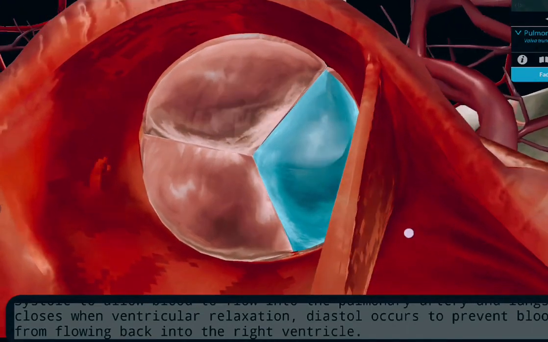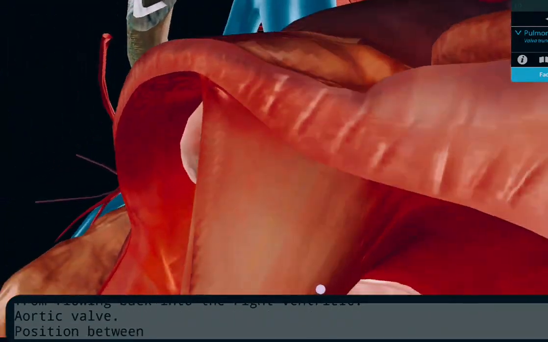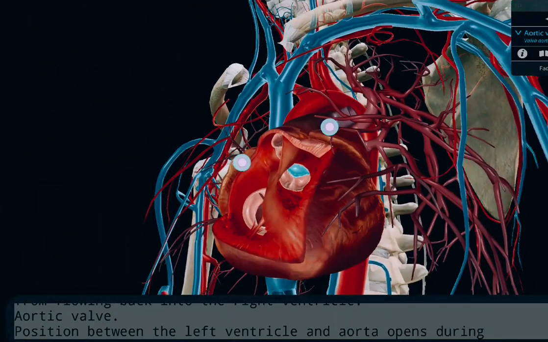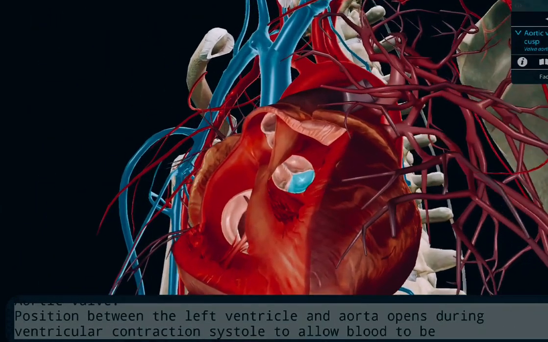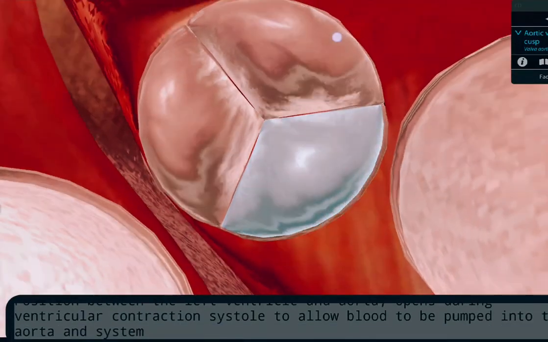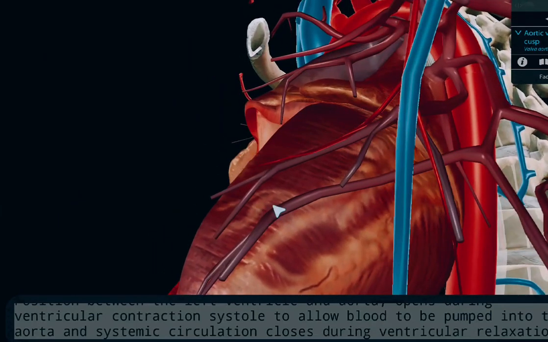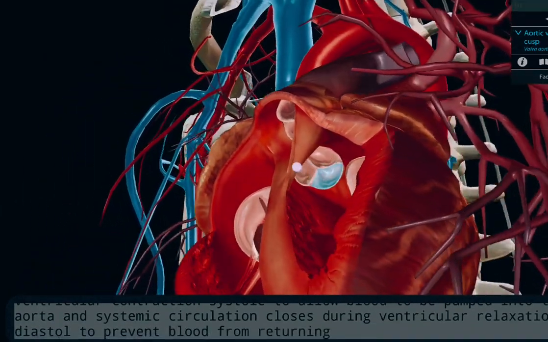Aortic valve. Positioned between the left ventricle and aorta. Opens during ventricular contraction, systole, to allow blood to be pumped into the aorta and systemic circulation. Closes during ventricular relaxation, diastole, to prevent blood from returning to the left ventricle.